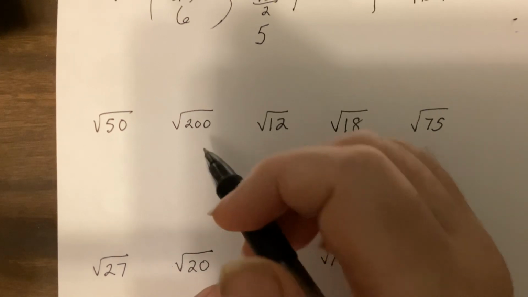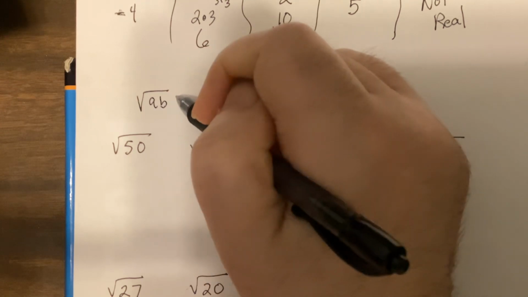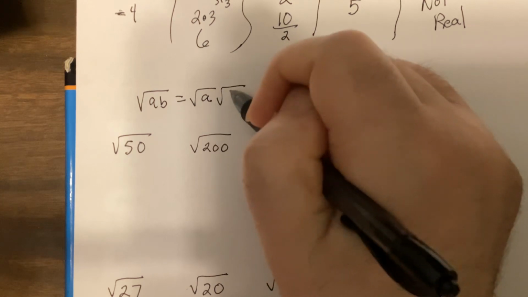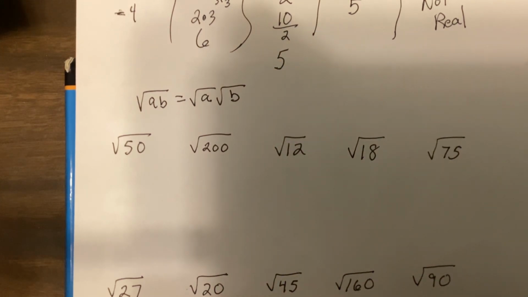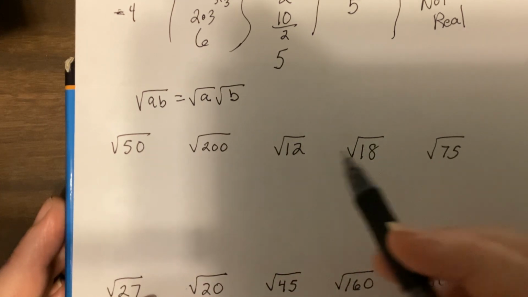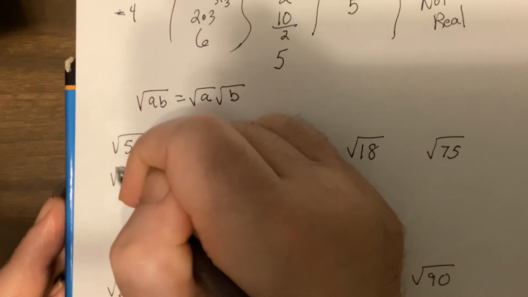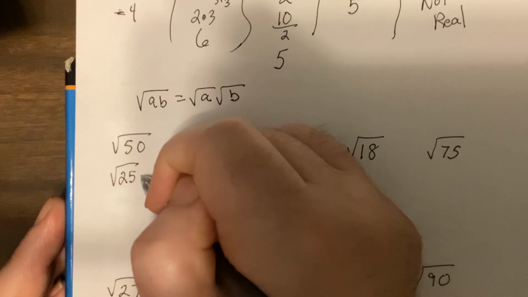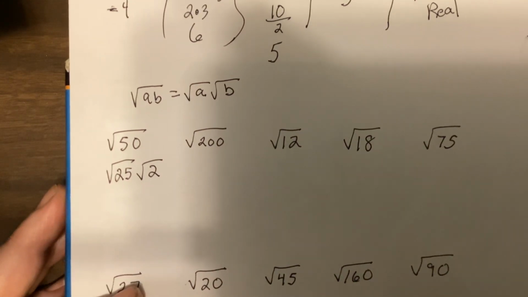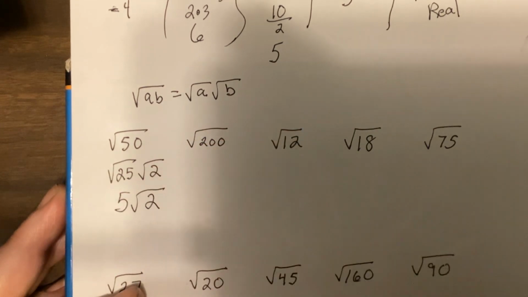So what we want to do is use the rule that the square root of a product is the same as the square root of the first factor times the square root of the second factor. So I want to break these numbers up so that one of the numbers is a perfect square. Now 50 is 25 times 2. So I'm going to break it up, square root of 25, square root of 2. So it'd be 5 square root of 2.